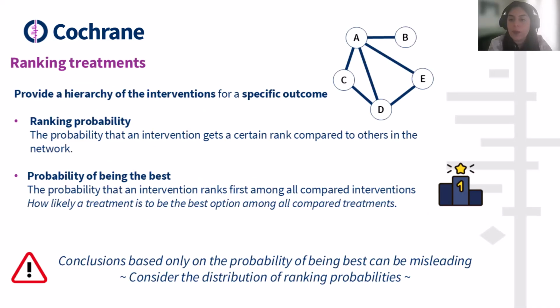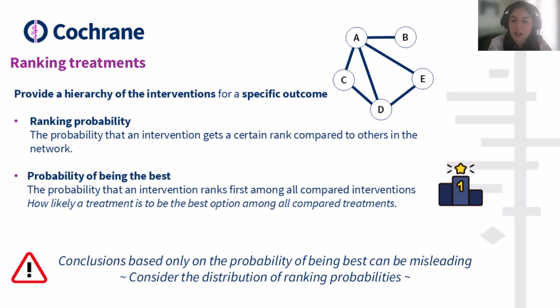Moving forward, one of the main advantages of network meta-analysis is that it allows for the ranking of a network's interventions according to their relative efficacy. We can use ranking statistics to present a hierarchy of the treatments for a specific outcome. Based on the results of a network meta-analysis, we can calculate the probability of each intervention taking a specific rank. This is called ranking probability, and it means calculating the probability of, for example, treatment A being best, being the second best, and so on.